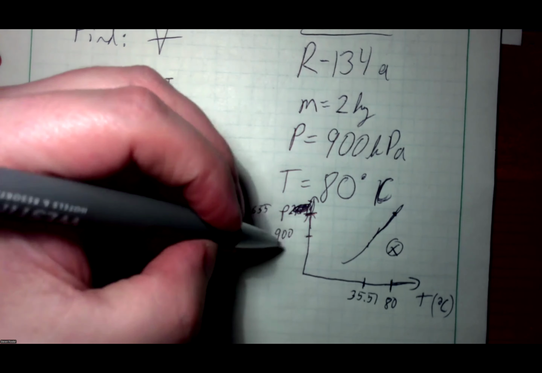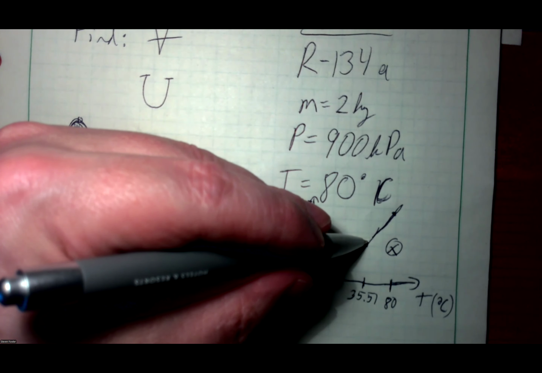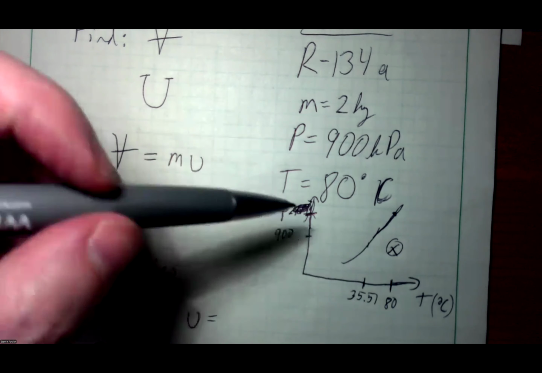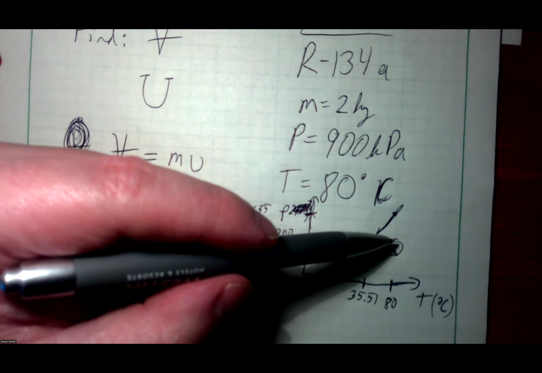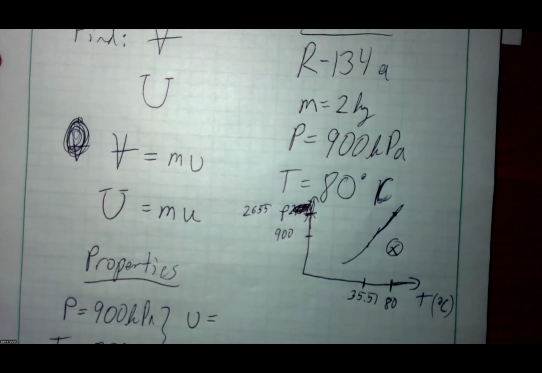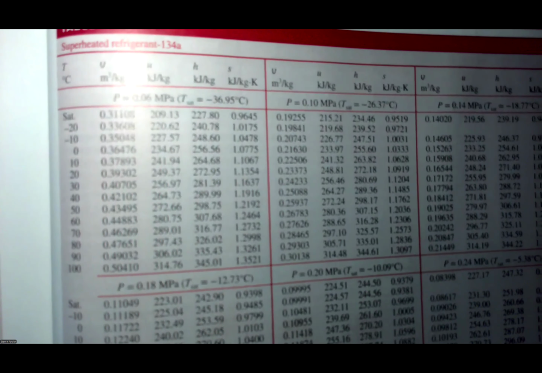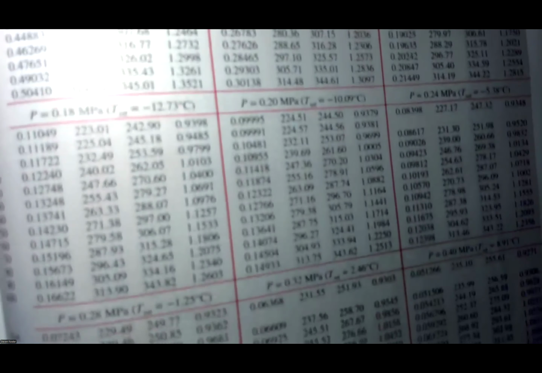It's much more natural for me to say at 900, the R134 is going to boil at 35.51. Not something I'm going to memorize because I can go look it up so easily. And I'm over here at 80. So that puts me well beyond that boiling temperature and puts me over here in the superheated vapor region. So what does that mean? Well, it means I've got to go to superheated vapor tables for R134. Right? So R134 superheated vapor tables.